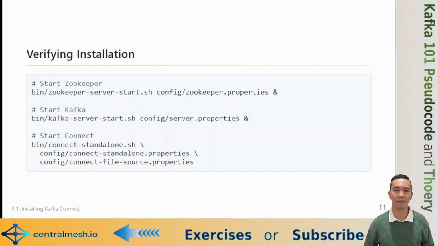After installation, it's important to confirm everything works correctly. The verification process starts by ensuring the Kafka infrastructure is running. If you are using Zookeeper mode, start Zookeeper first, followed by the Kafka broker. Once Kafka is available, start Kafka Connect in standalone mode using the sample configuration files. If the worker starts successfully, and you see log messages indicating that connectors are being initialized without errors, then your installation is working correctly. This simple test provides confidence that Kafka Connect is ready for further configuration and experimentation.